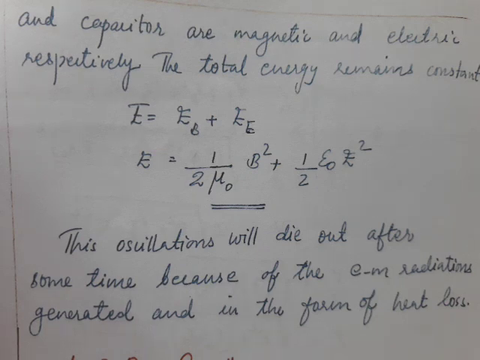So after a long time, when the energy oscillates between the capacitor and the inductor, finally the oscillations die out, because there will be heat loss. The energy will be lost as heat and also as electromagnetic radiation. So these LC circuits are used in tuning circuits, like in our radio, wherever you have tuner circuits, we are using this kind of LC combination.